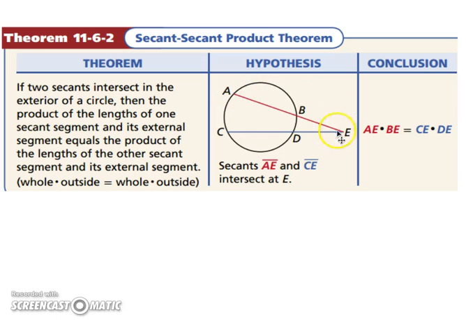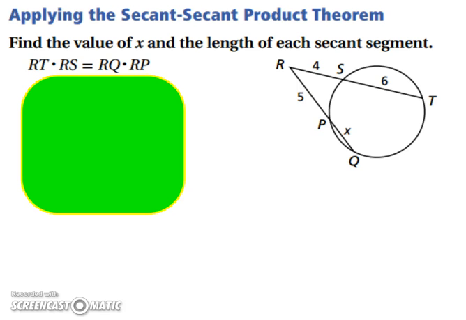So the whole thing, which would be AB plus BE, so AE altogether, times whatever's outside, so BE, equals the whole, which would be CD plus DE, so the whole thing for CE, times whatever's outside, so DE. Let's try an example. Find the value of x and the length of each secant segment.